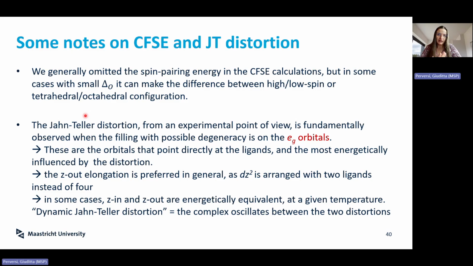I would like to clarify a couple of things on the crystal field stabilization energy and the Jahn-Teller distortion. You have two competing effects here. The crystal field stabilization energy is one thing, so this opening up and trying to fill up all of the orbitals.